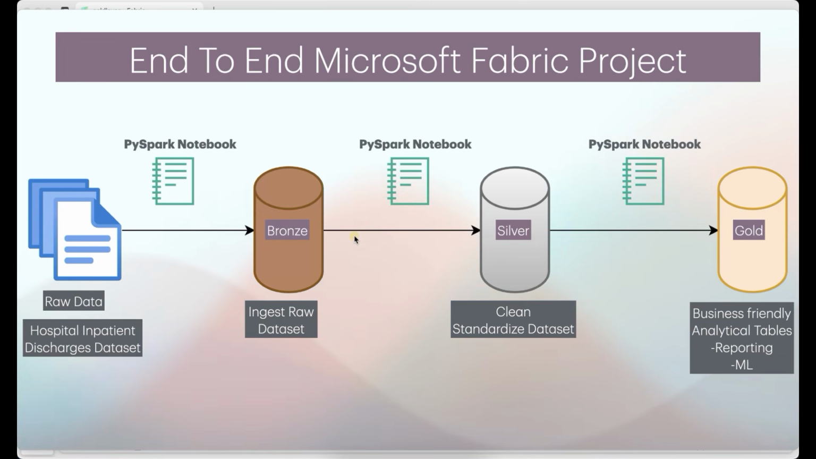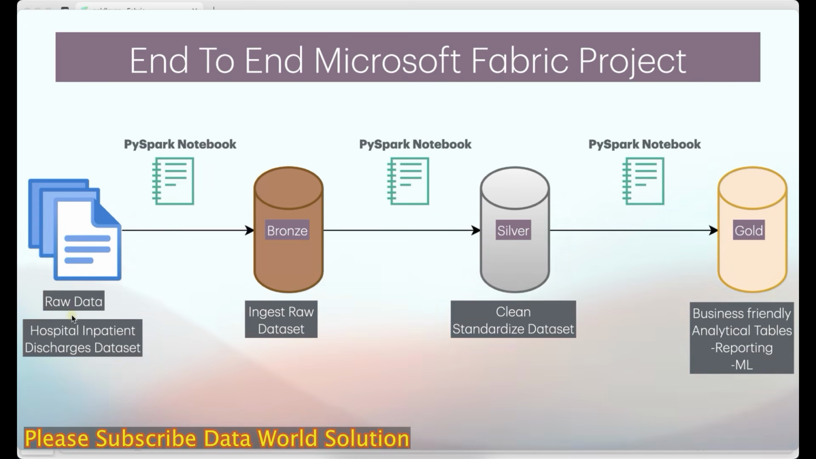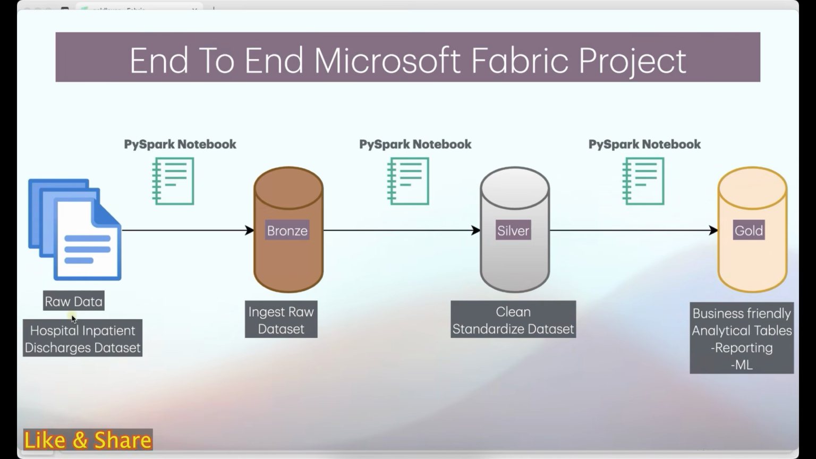To make this demonstration realistic, we are using a public healthcare dataset from the New York State Open Data Portal, the Hospital Inpatient Discharge dataset. This dataset includes information such as facility name, age group, gender, length of stay, total charges, total costs, and many more attributes. It's a great dataset for analytics and transformation because it gives us a real-world structure and complexity.